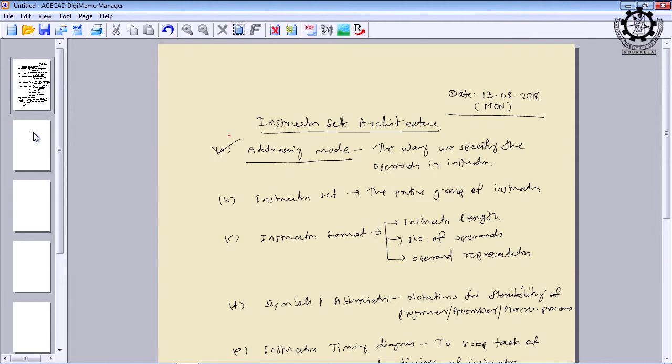Okay. Second is the instruction set. What is the instruction set? All the instructions supported by that microprocessor. That is why I have written the entire group of instructions: arithmetic group, logical group, comparison group, etc. Under the arithmetic group, if you see the 8085, it only supports addition and subtraction, increment and decrement, nothing else. But if you go for 8086, it will also support multiplication and division.